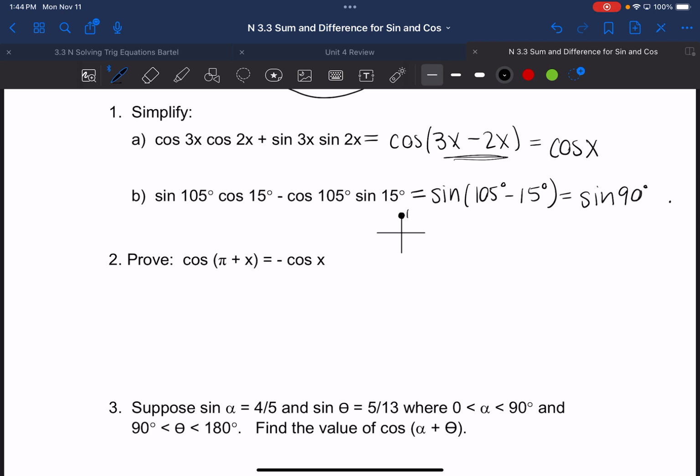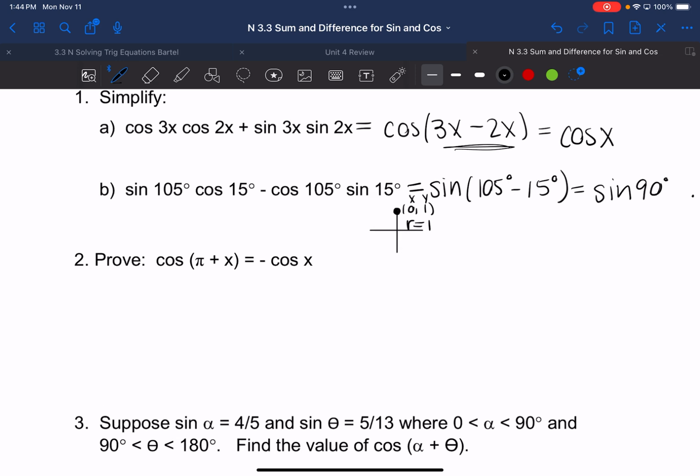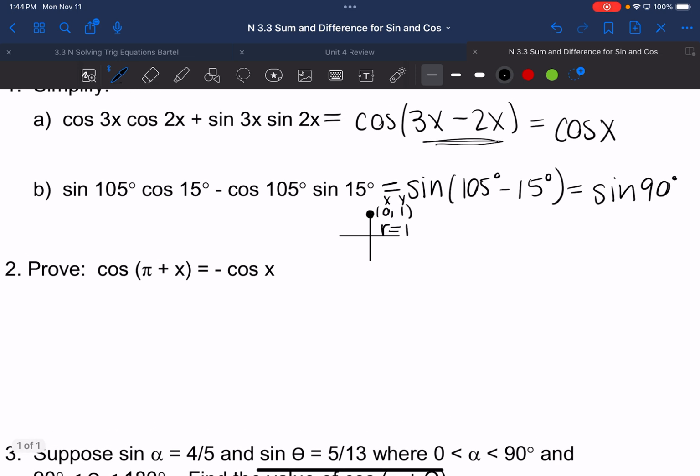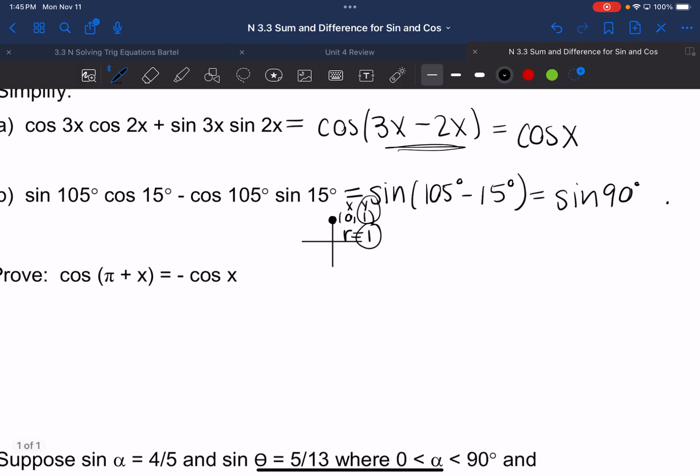0, 1. Okay, where this is x and y, right? And r is always 1. Perfect. Okay, so they asked for sine of 90. Well, sine is the ratio y over r, right? So at 90 degrees, what would our ratio be? 1. Right. Y is 1, r is 1, 1 over 1 is 1. So I could actually say this is equivalent to 1.